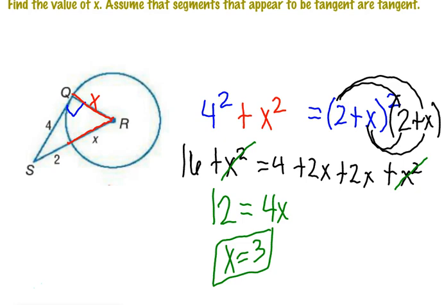Just know when you have something squared like this, it's not just 4 and 2x or x squared. You have to FOIL it out.